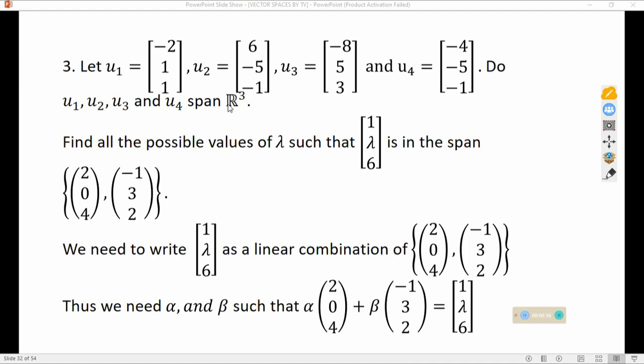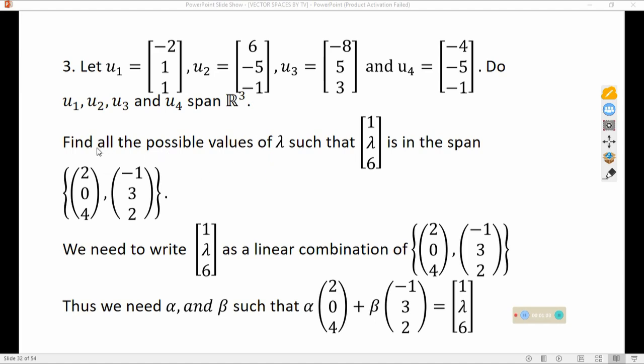In case the vector from R3 can be written as a linear combination of the vectors in U as U1, U2, U3, and U4, then it means these vectors will span R3. But in case you cannot obtain the values for the unknowns, or if the system will have no solution, then you will conclude that these vectors don't span this given set.